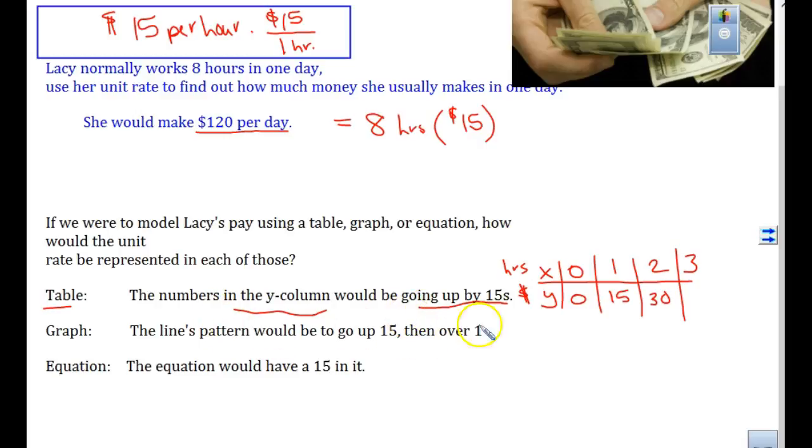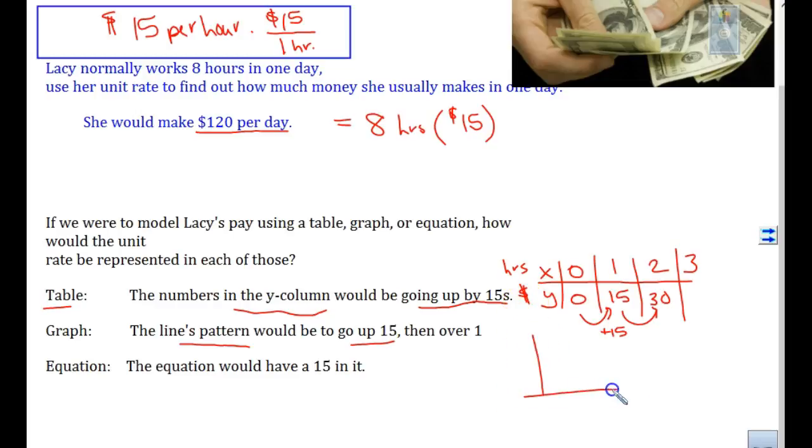And when I say the numbers in the Y column keep going up by 15, that means as I go from one to the next, I notice that I am adding 15 each time. So you're going to see in your homework in the next few days a table. And I'm going to say, what's the unit rate? The unit rate is as X increases by 1, how does the Y change? Change by 15. It says on a graph, it's the line pattern that I notice it goes up by 15 as you go over 1.